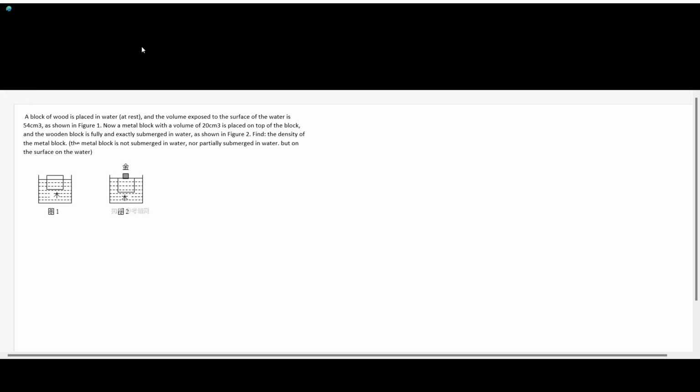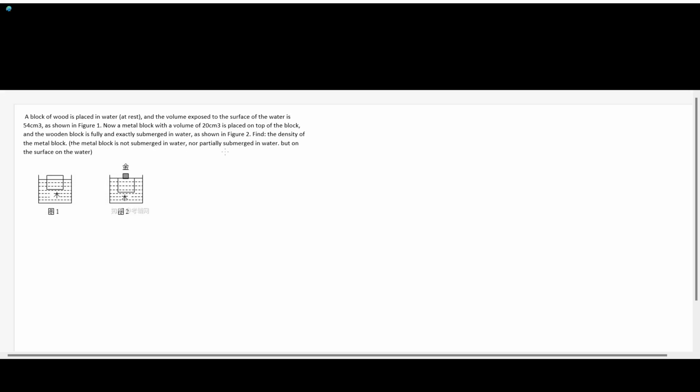A block of wood is placed in water at rest, so the block of wood is static, or not moving. And the volume exposed to the surface of the water is 54 centimeters cubed, as shown in figure 1. Now, a metal block with a volume of 20 centimeters cubed is placed on the top of the block, and the wooden block is fully and exactly submerged in water, as shown in figure 2. Find the density of the metal block.